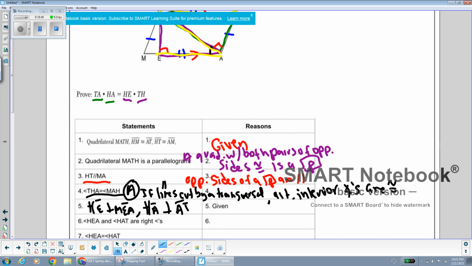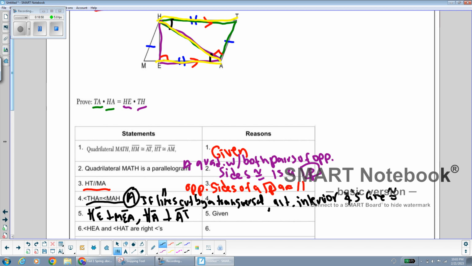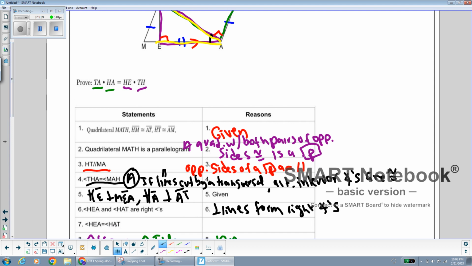So from the givens, we did conclude that angle HEA and angle HAT are right angles. And that was from having the perpendicular lines. We know that perpendicular lines form right angles. And since we know they're both right angles, we can say that they're congruent to each other. And that's due to all right angles being congruent. And that's our second A for AA.